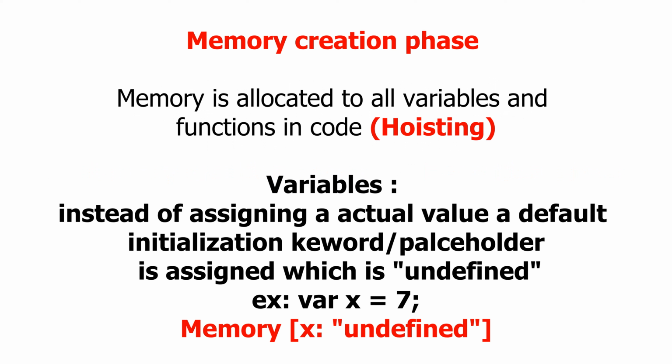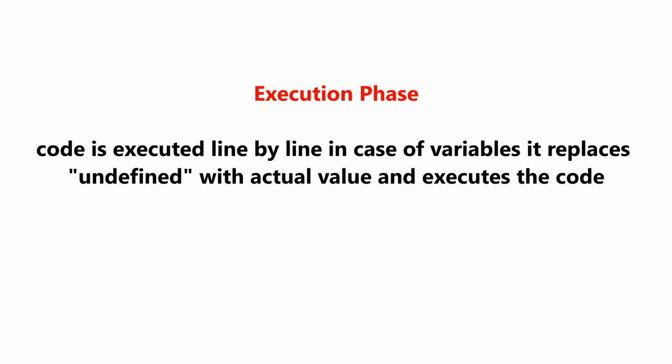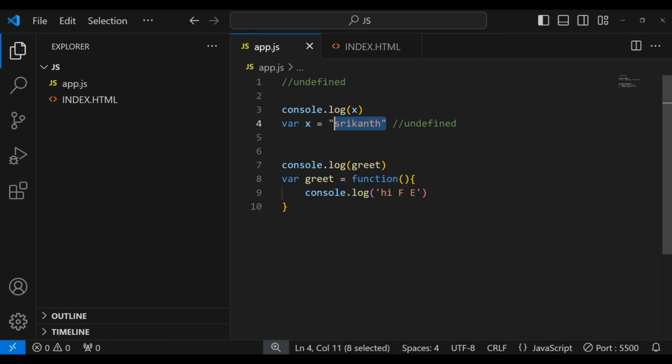In memory creation phase, memory is allocated to variables and functions, which we call hoisting, okay? And in that memory creation phase, when the memory is allocated to variables and functions, for variables, instead of assigning the actual value, it will provide a default initialization, or a default value or a label that is called undefined. Okay, so that means it will not assign this Srikanth for variable x in memory creation phase. Instead, it will write something called undefined. And in the execution phase, in the second phase, this undefined will be replaced by this actual value, which is Srikanth. Okay, so that is why whenever you are trying to print this x before initializing it, we are getting something called undefined.